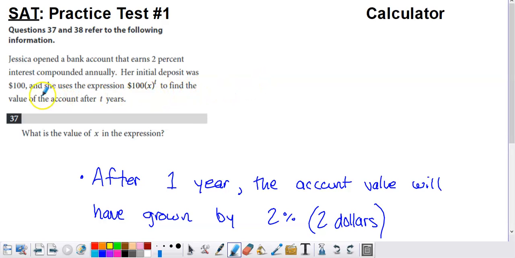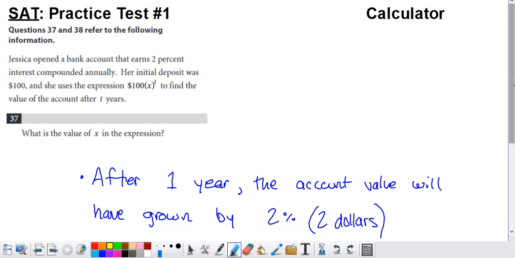She's only paid interest once per year. Her initial deposit was $100, and she uses the expression 100x^t to find the value of the account after t years. What is the value of x in the expression? So the way that I chose to think about this is to think about how much money she's going to have after that first year.